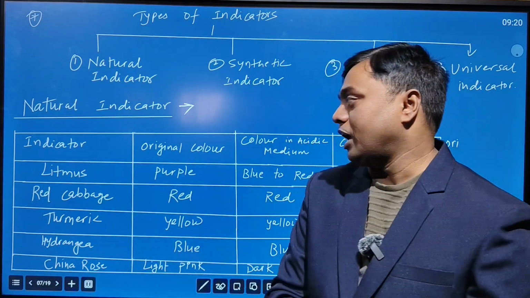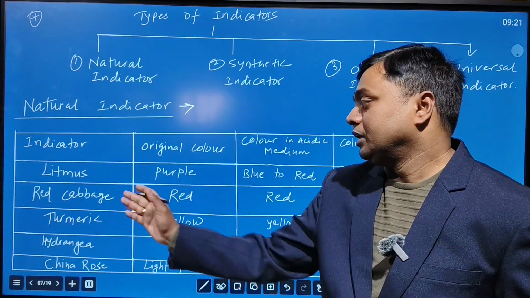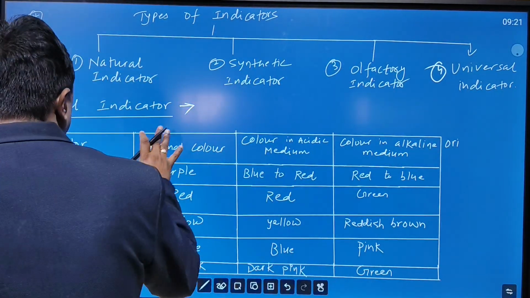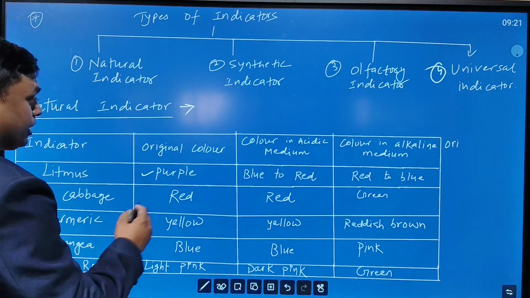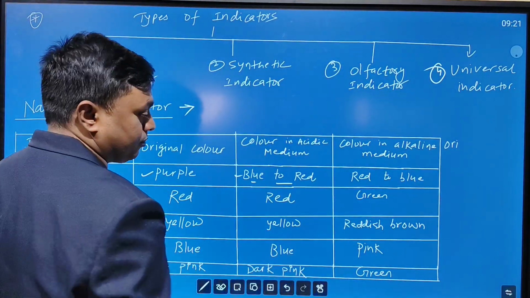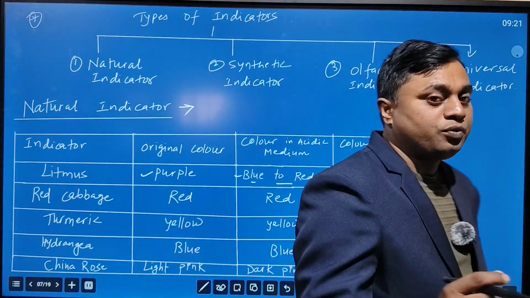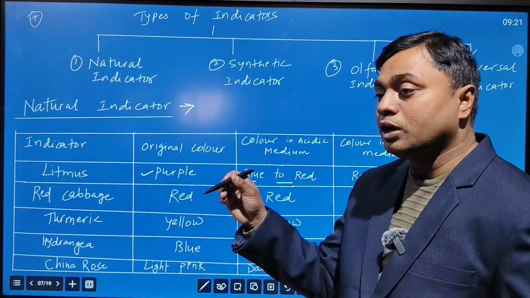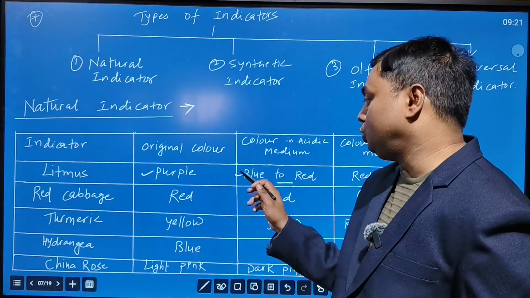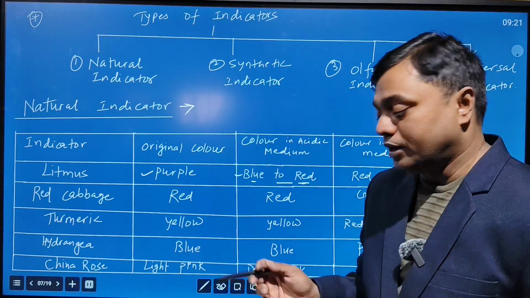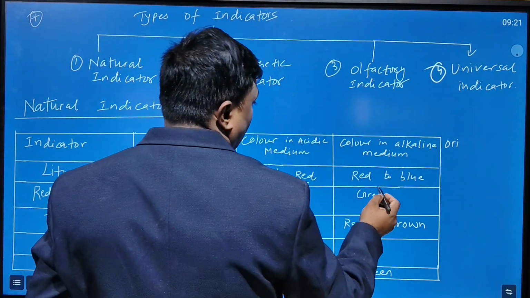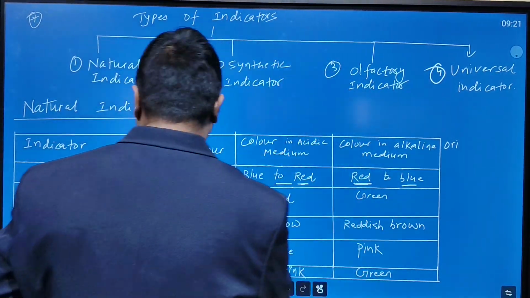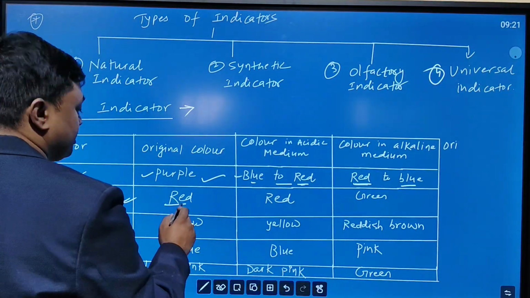These are examples of natural indicators: litmus, red cabbage, turmeric, hydrangea, china rose. What is the original color of litmus? It is purple. In acidic medium, blue changes to red. The blue color of litmus we prepare with the help of dyes. So when you dip a blue litmus paper into any acid solution, it will change into red color. Similarly, in basic or alkaline medium, red litmus will change into blue color. But the original color is purple.